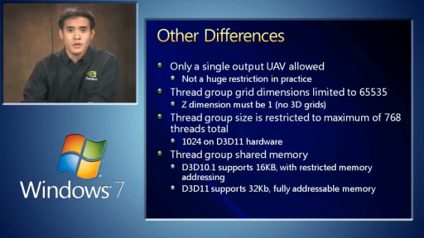Thread group dimensions are limited to 65,535, and the Z dimension must be 1, meaning no 3D grids. Thread group size is restricted to a maximum of 768 threads total. Finally, thread group shared memory is different on Direct3D 10.1 and Direct3D 11. Direct3D 10.1 supports 16 kilobytes with restricted memory addressing, whereas Direct3D 11 supports 32 kilobytes with fully addressable memory.